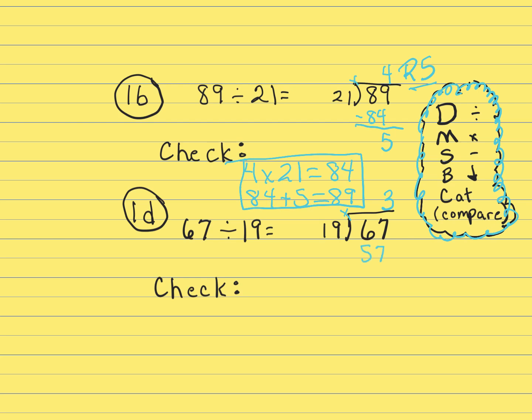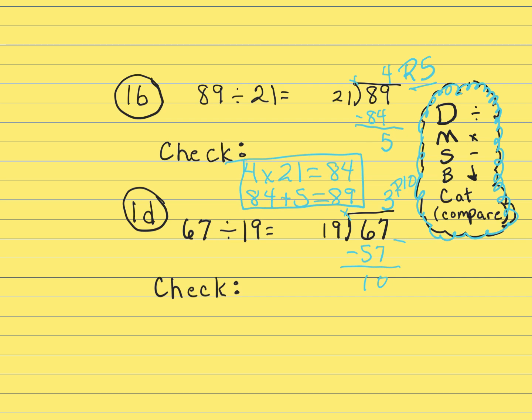Okay, now I'm on my third step, subtract. Now, my B for Brother is to bring down, but if you notice here, I don't have anything to bring down, so I'm going to skip down to my Cat, and I'm going to compare. 10 is less than 19, so I know I cannot divide 10 by 19 again, so I'm going to put a remainder of 10.